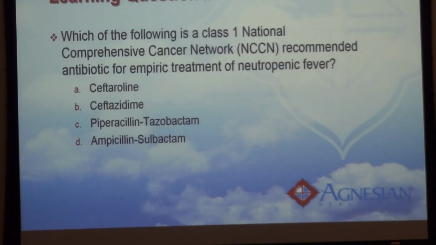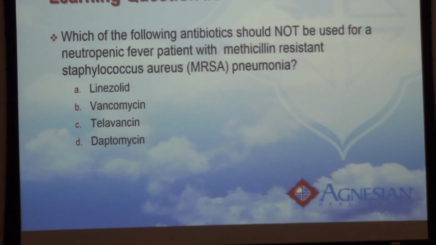So back to our learning questions. Which is a class 1 recommended antibiotic for empiric treatment of neutropenic fever? And that one is Zosyn, piperacillin tazobactam. Ceftazidime is a 2B. Ampicillin sulbactam doesn't cover Pseudomonas. ID should really tell you to use that.